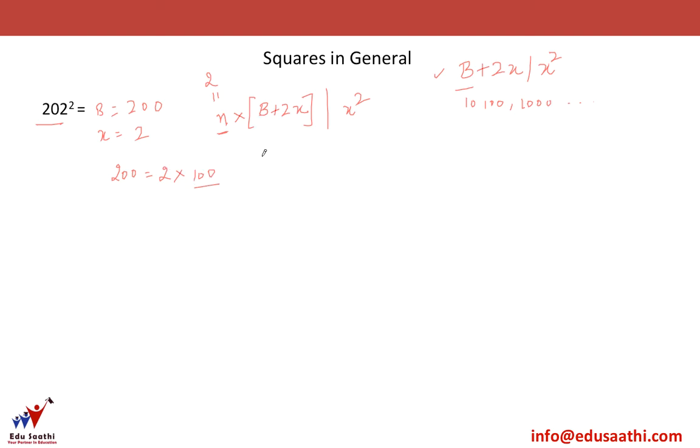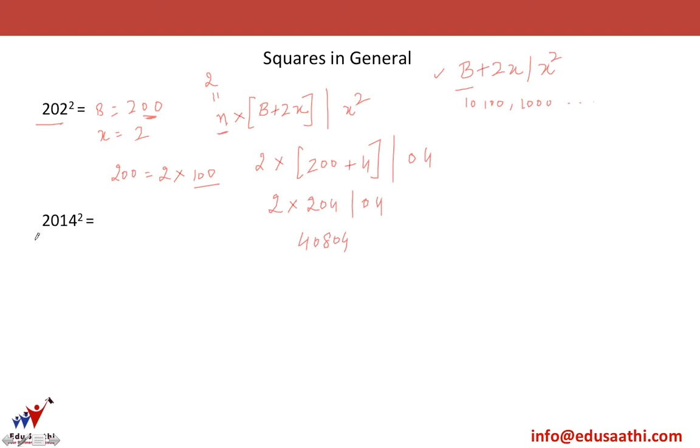So here I'll have 2 multiplied by the base 200 plus 2x, x is 2, so this makes it 4, and x square, which is 4, but since 200 has 2 zeros, here I'll write 04. So the answer will be 2 multiplied by 204 slash 04, which is nothing but 40804.